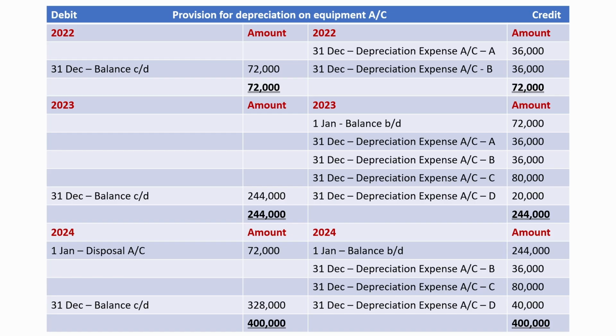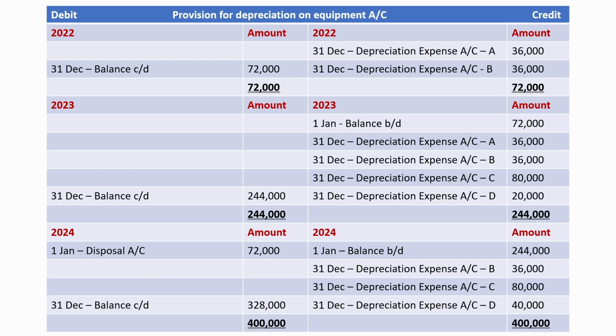Again, before you record anything else, bring the balance from the previous year. So in the year 2023, the balance carried down was 244,000. So bring it at the beginning of the year, which is 1st January, and call it balance brought down 244,000. Again, calculate depreciation for each asset the company has in this year. So remember what we said about asset A? Because it was being disposed on 1st January, we cannot calculate depreciation for it for the year.